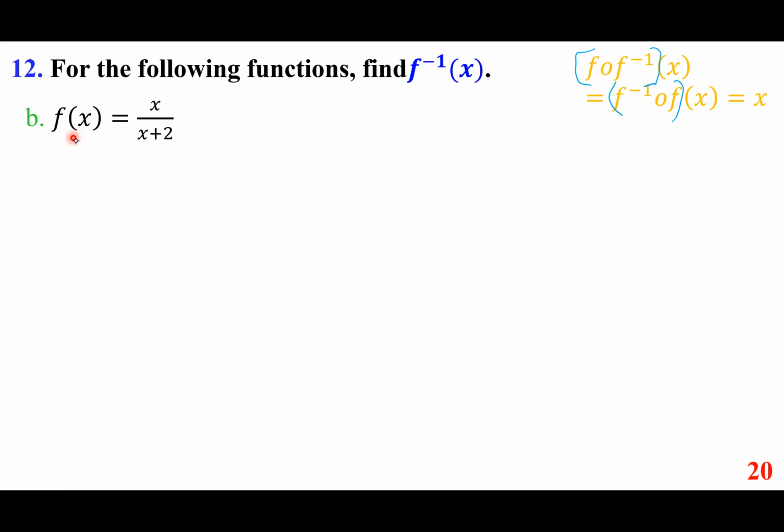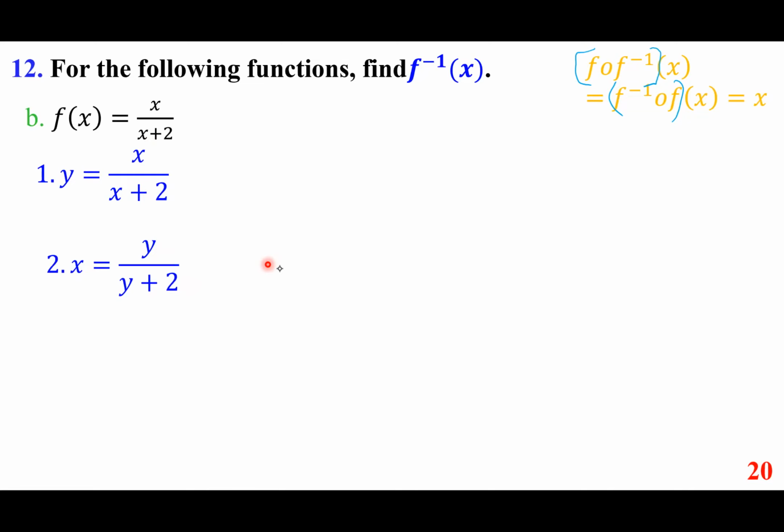So the very first thing we do is to change f of x to y. Again, the reason is because it makes it easier to work with it. Now we interchange x and y. That means this will change to x, this will change to y, this will change to y. So y becomes x, x becomes y. And right here we do have the inverse.